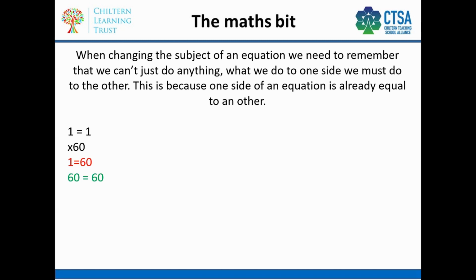And if we develop that further and use a slightly more complex equation, we can say 3 times 3 is equal to 9. And we know they're equal to each other.